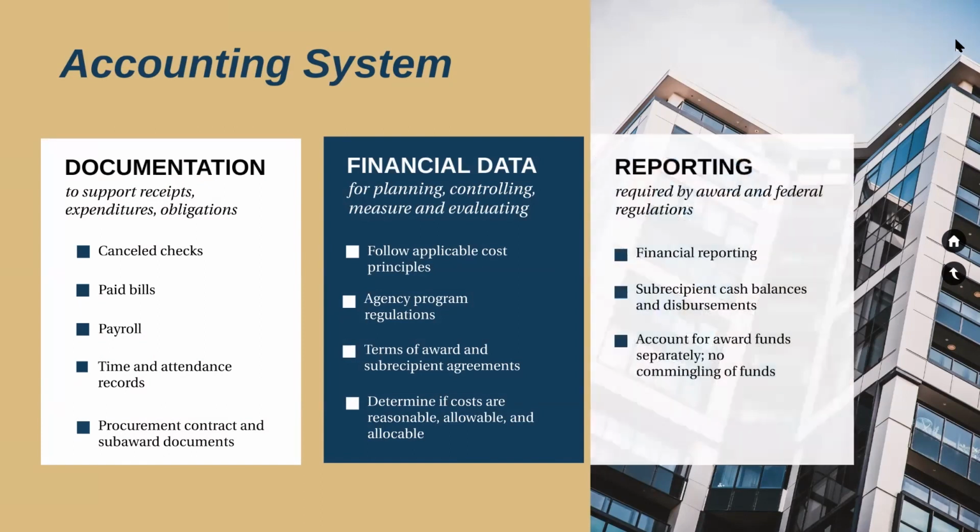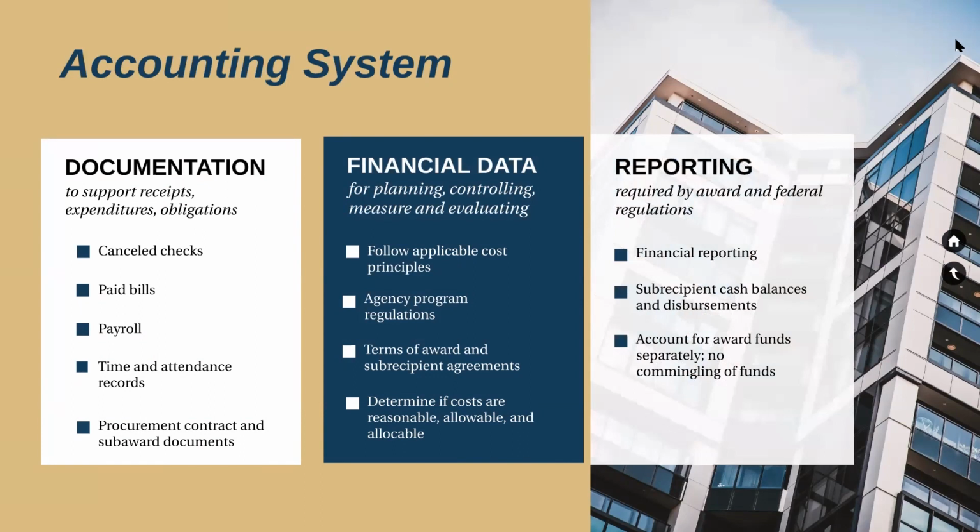And then third, an adequate accounting system is used to generate reports required by award and federal regulations. The system must support all of the following records and reports: financial reporting that is accurate, current, complete, and compliant with all financial reporting requirements of the award and subaward.